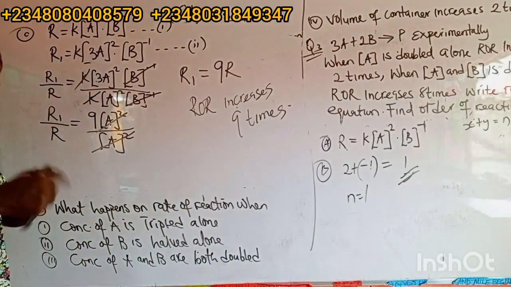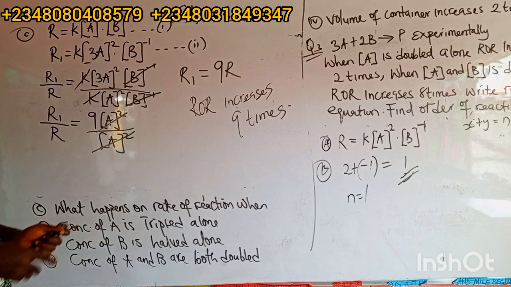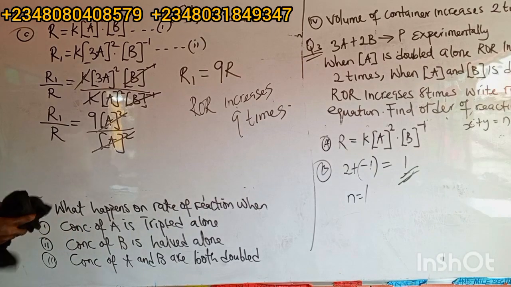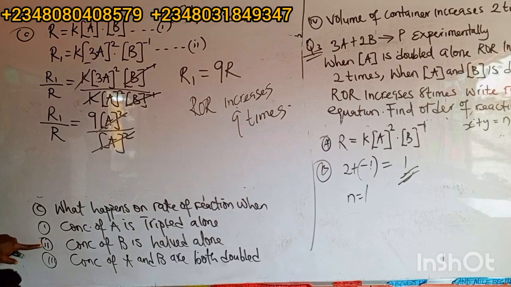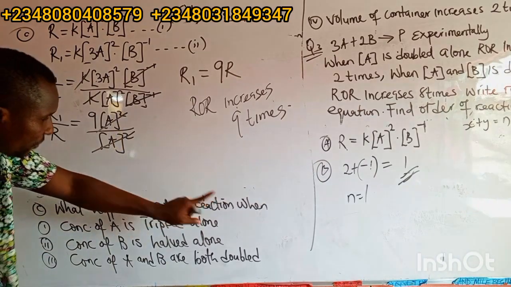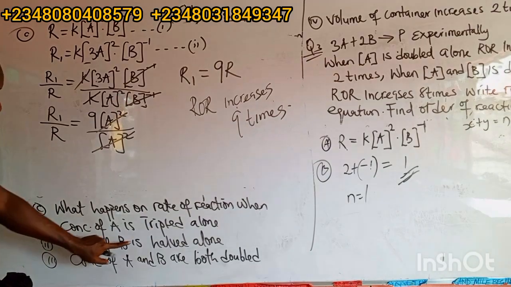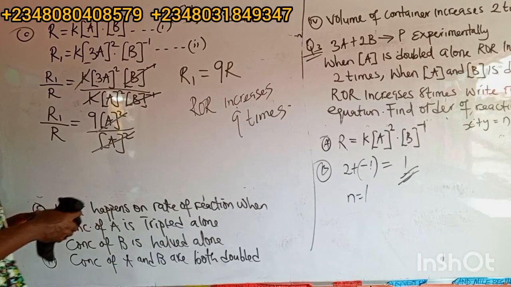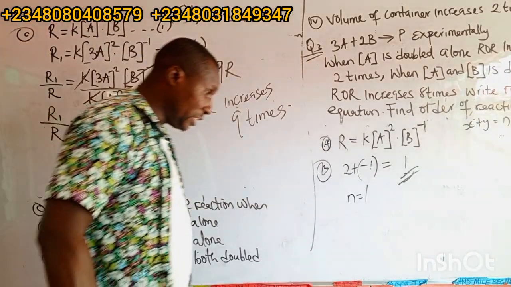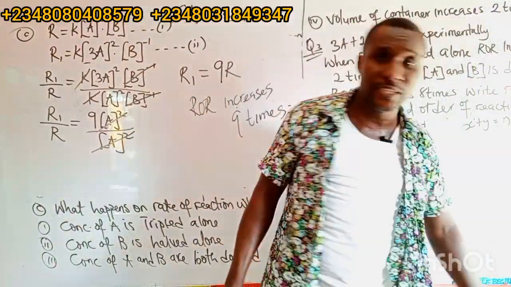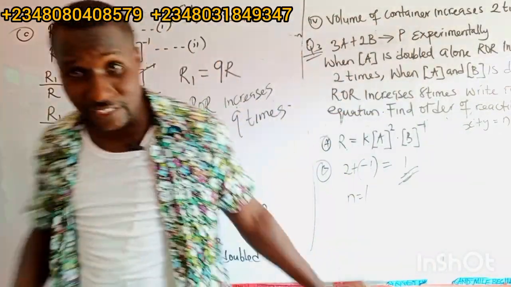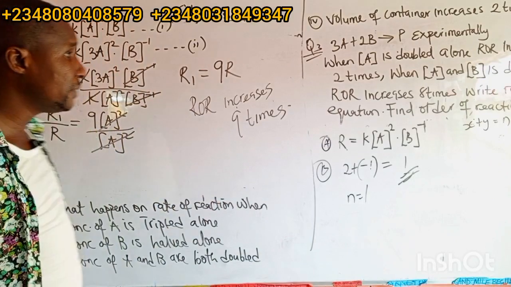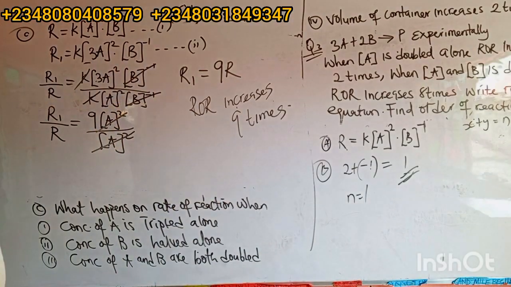You can pause the video and do it on your own. Let's go to the next one. We've done that. They say the second one: what happened to the rate of reaction when the concentration of B is halved alone? Only B in this case is halved. Halved means divide by 2. The concentration of B is divided by 2.